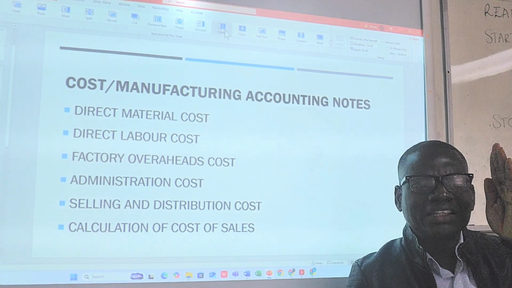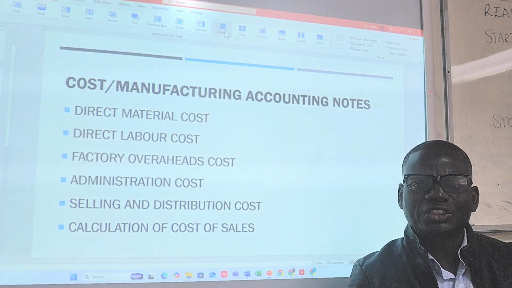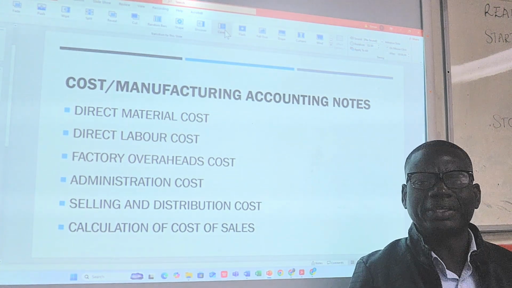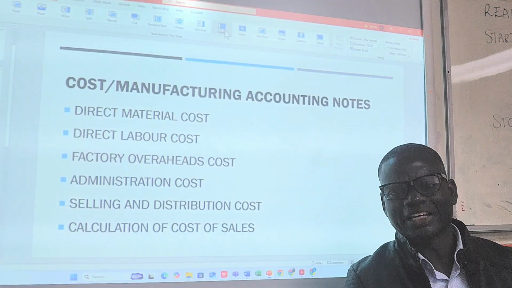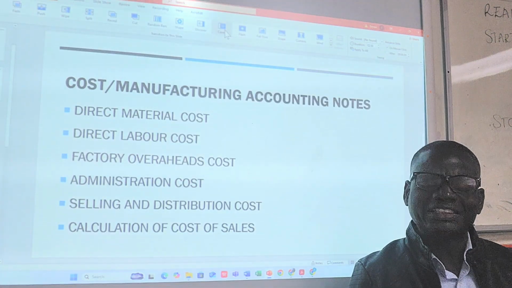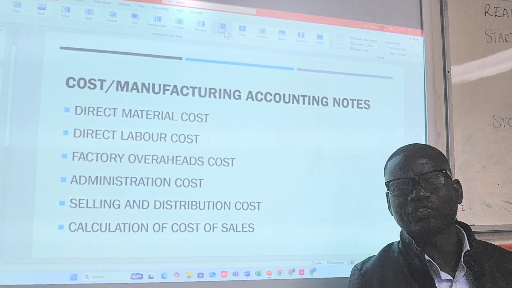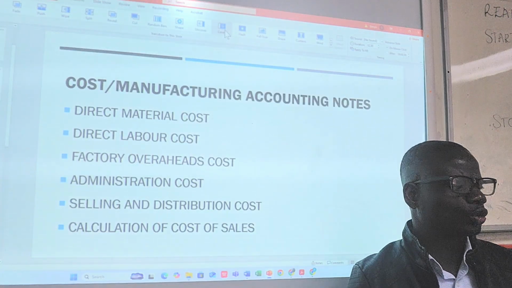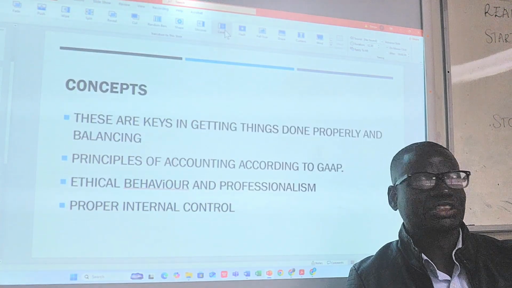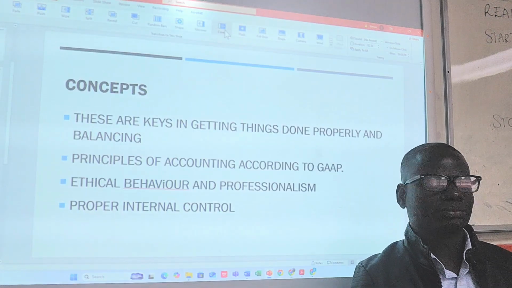You need to know the ledger account of it, though the ledger account might not be part of the MATRIC exam. But if you have the ledger account in mind, it will be very, very easy for you to navigate through all those calculations or challenges. Let's go to the concept.